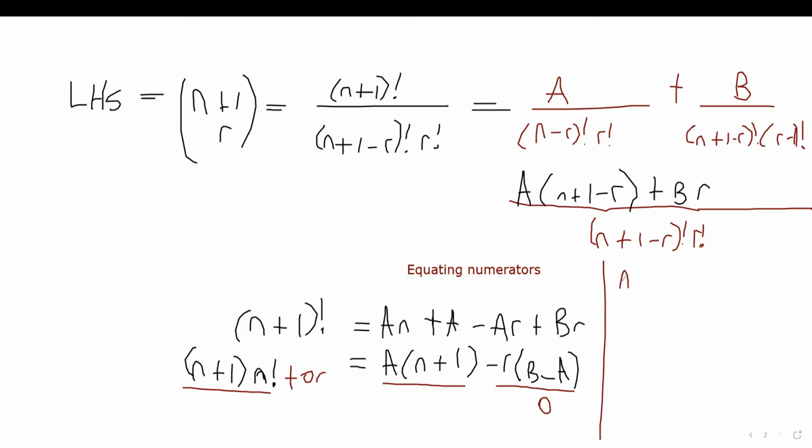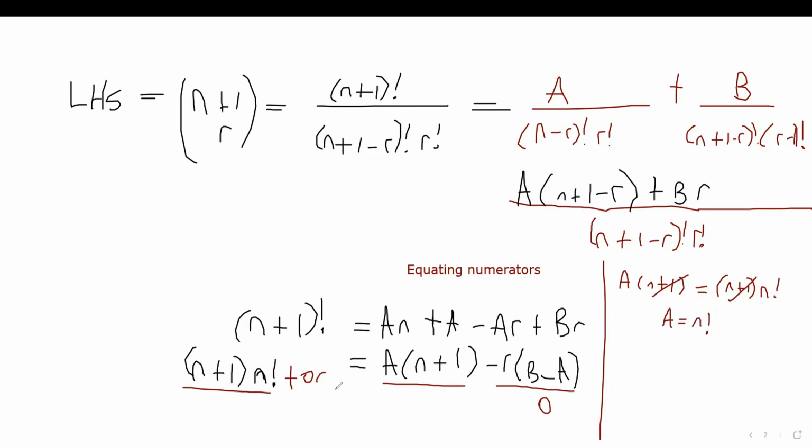What that is telling us then is a times n plus 1 is equal to, see there, this is now n plus 1 times n factorial. Then guess what happened? The n plus 1 and n plus 1 cancel. So we end up getting a is equal to n factorial.